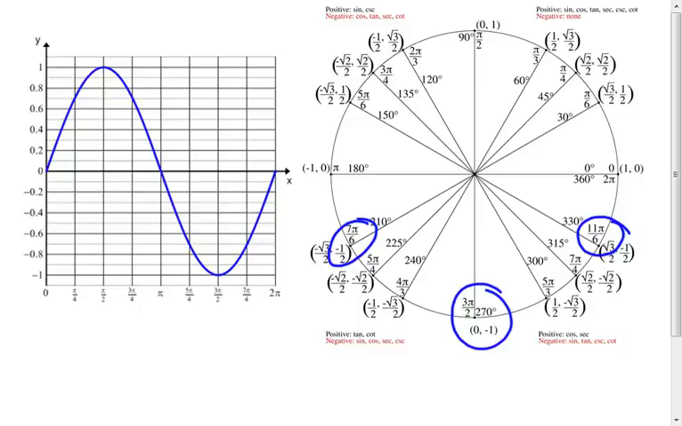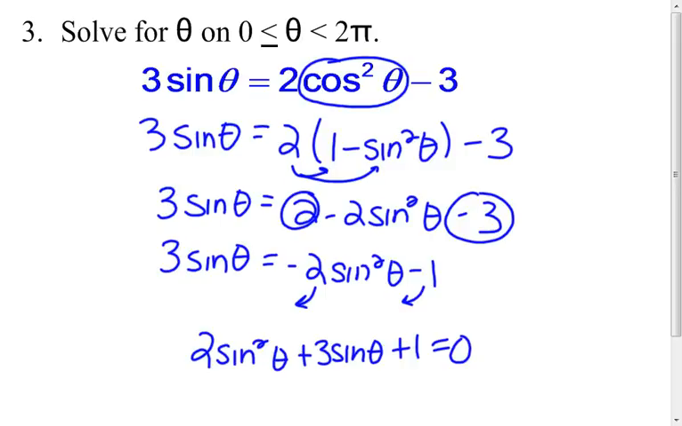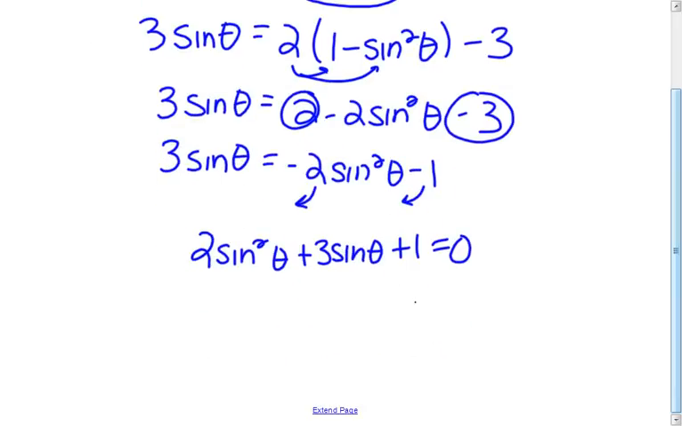And of course now if you look back at the last problem, it is the exact same problem as this one. So I'm not going to go through it anymore, but I started with 2 sine squared plus 3 sine plus 1, which is of course where I am at right here. So I am just going to say right now, same as number 2. Okay?